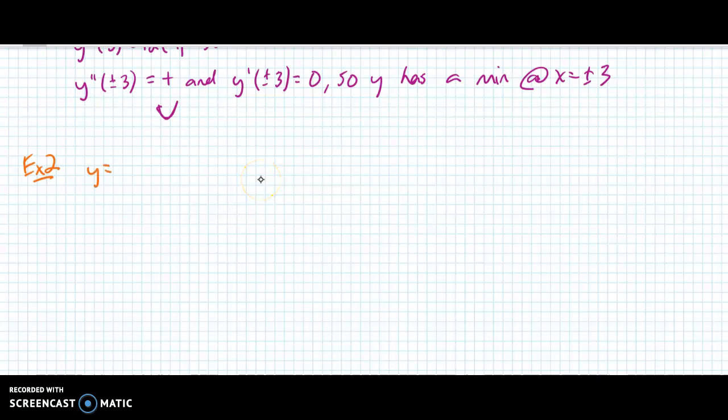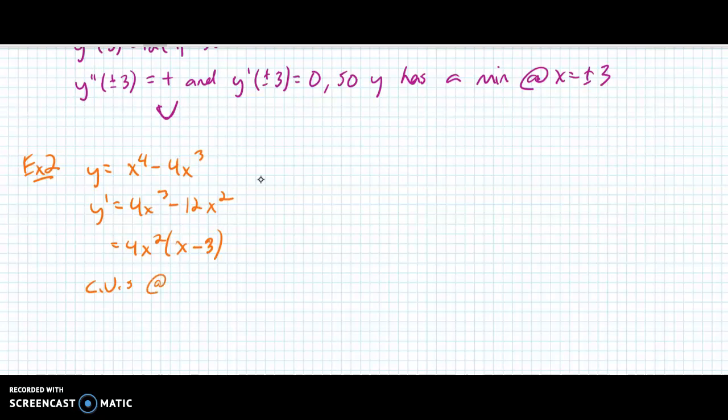Let's do y equals x to the 4th minus 4x cubed. All right, I want to use a second derivative test on this to find and justify any mins or maxes. So let's find the first derivative. 4x cubed minus 12x squared. I can pull an x squared out, and a 4 actually. X minus 3. So my CVs at x equals 0, 3.